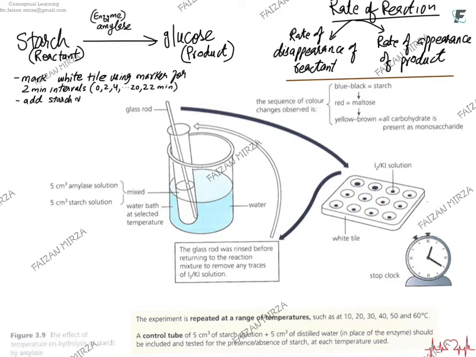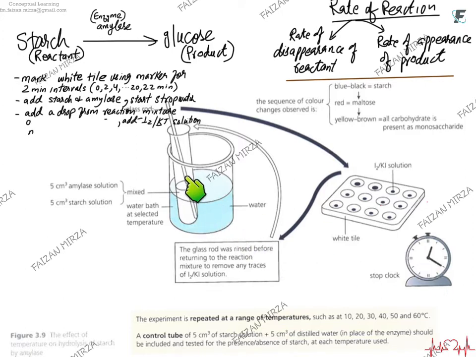So what do you do? You take a cavity plate or a white tile, and on the white tile you mark spots at 2-minute intervals with a marker, and you have a stop clock as well. You take a beaker and add water to make a water bath. You add your starch suspension, and to this you add amylase, a known quantity of starch and a known quantity of amylase. When they are added, you add a glass rod to it. You start the timer at 0 minutes.